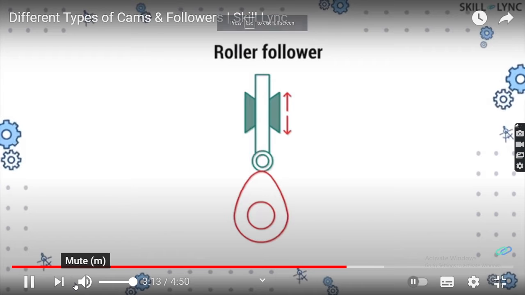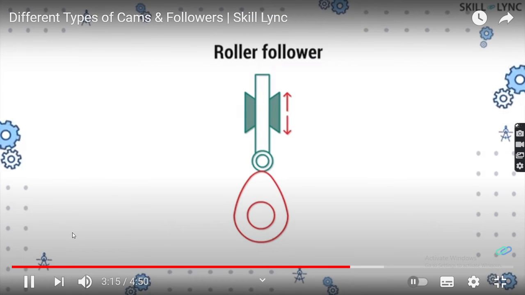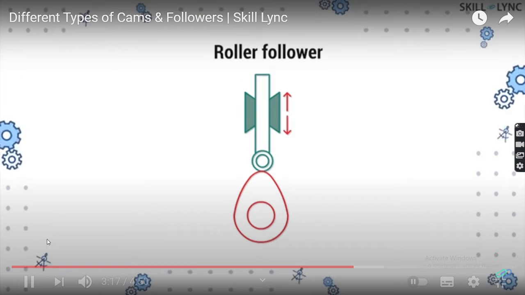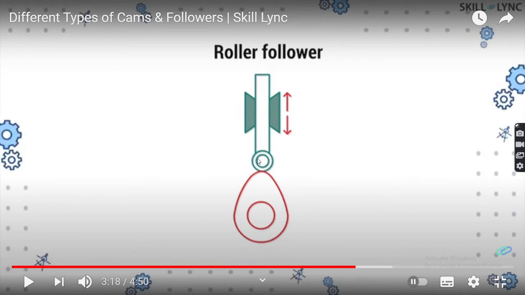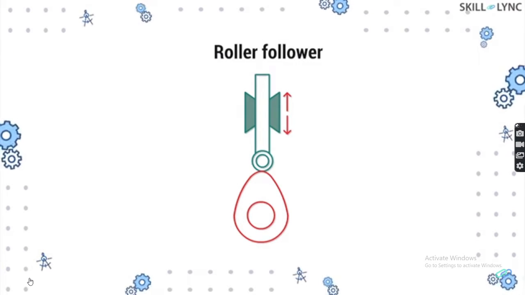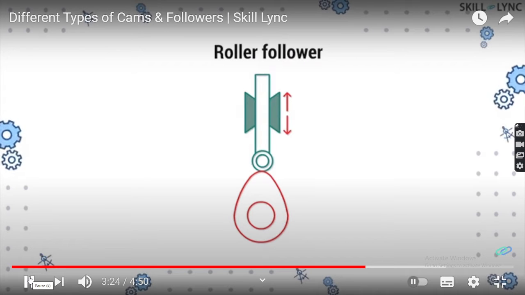In order to minimize the wear, roller followers are used. Roller followers have a roller at the end of the follower. See here you have the roller. And this is called a roller follower. This is a cam and this is the follower. Previously, just now you have seen the knife edge follower. This was knife edge. Now it is roller. The roller rotates with the cam, reducing the sliding motion by rolling action. See, now this is rolling action.